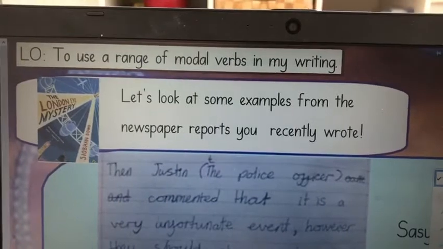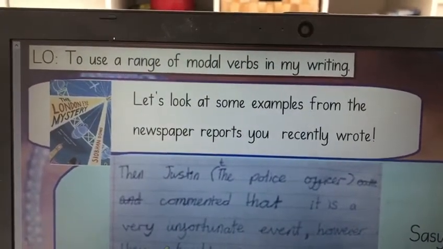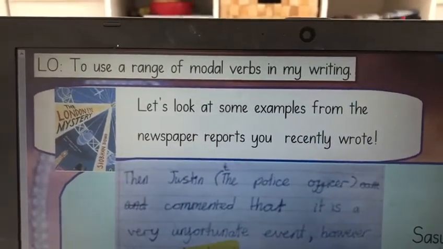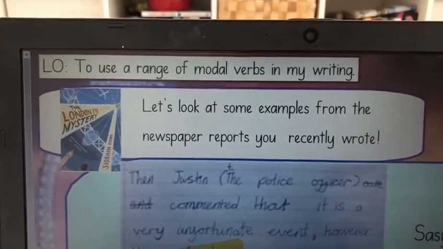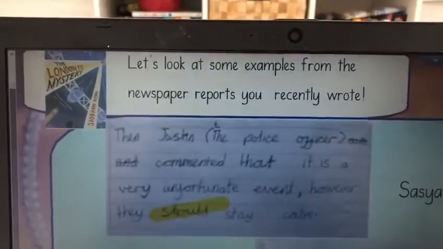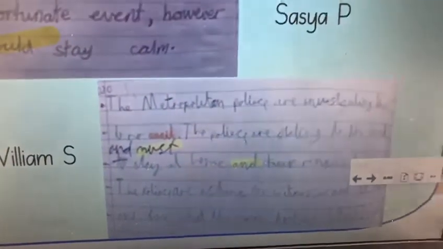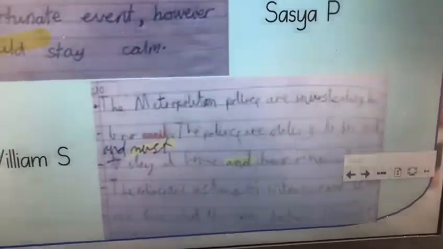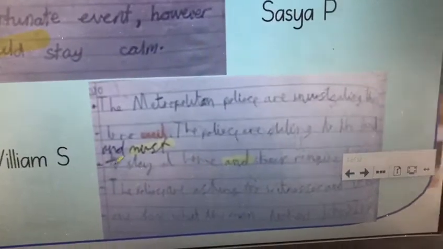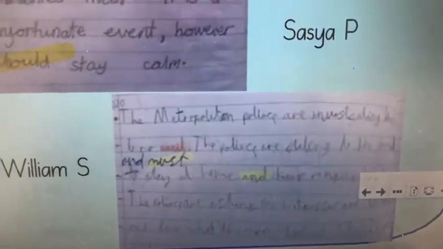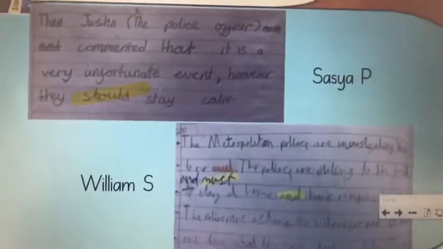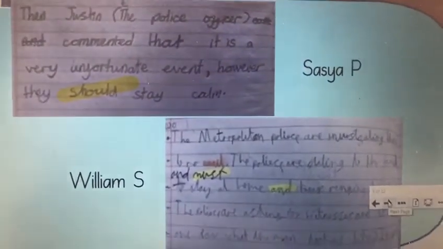Let me get my highlighter. And well done if you said should. The modal verb, they should stay calm. And looking at William's work here, William's sentence says, the police have stated that the family must stay at home and keep ringing his phone. And William's already edited his work and highlighted his modal word must when he was self-assessing. So well done. We've got must and should being used in examples of your own writing.